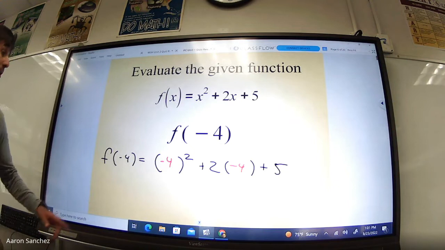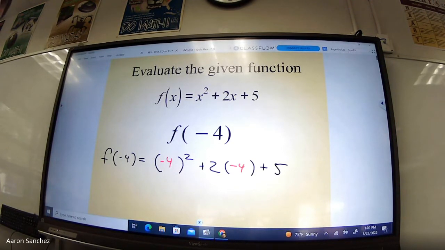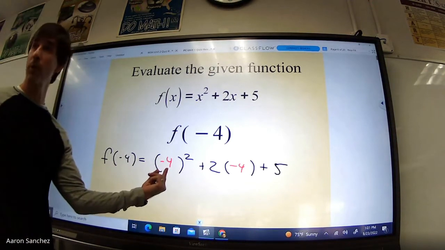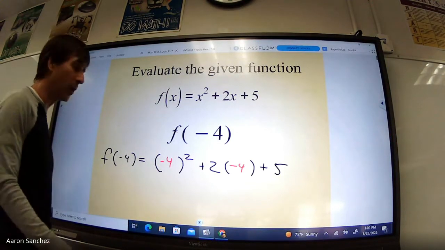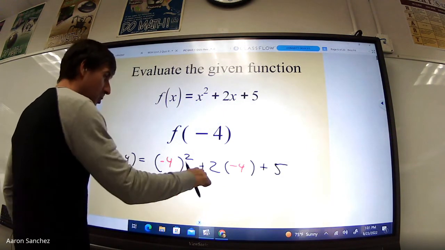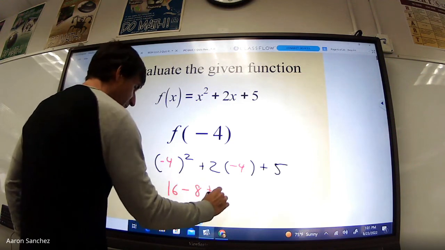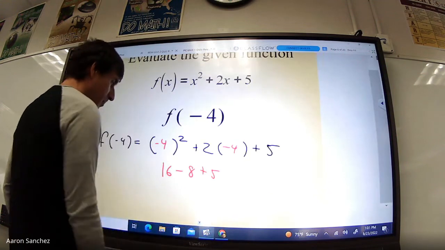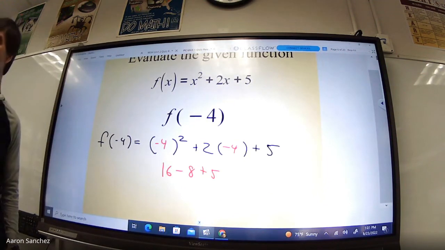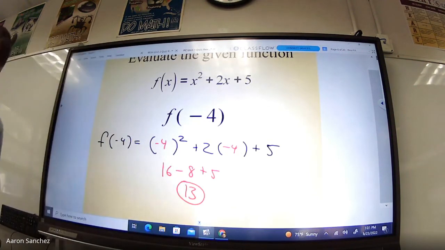So put negative 4 in there, and then you solve it, right? Did you guys get it already? What did you guys get? 13. Who got 13? Raise your hand if you got 13. Okay. So order of operations says I do exponents first. Negative 4 times negative 4 is positive 16, right? 2 times negative 4 is negative 8, plus 5. And then 16 minus 8 is 8. 8 plus 5 is 13. And that's all you got to do for that one.